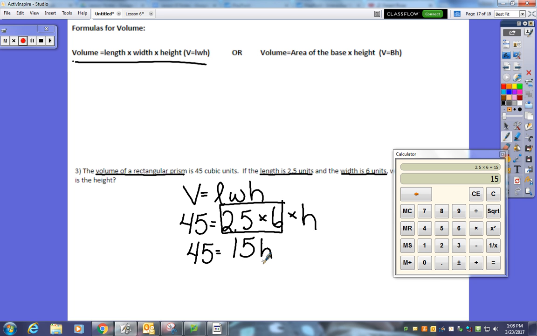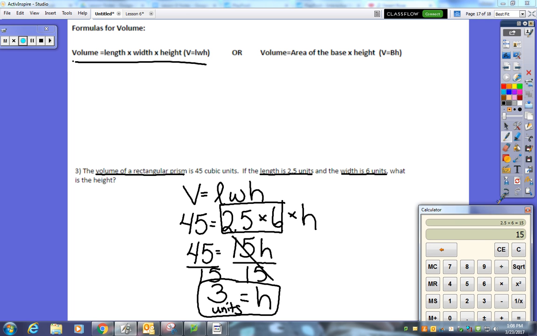At this point, I have a multiplication algebraic equation. And remember, to solve a multiplication algebraic equation, we're going to use the inverse operation. So the inverse of multiplication is division. So that means I'm going to divide both sides of the equation by the number that's next to the variable, which in this case is 15. These 15s cancel each other out, which leaves me with h. And I will do 45 divided by 15, which is 3. So that means the height is 3 units. Okay, so very similar to problems we've already seen like this year.